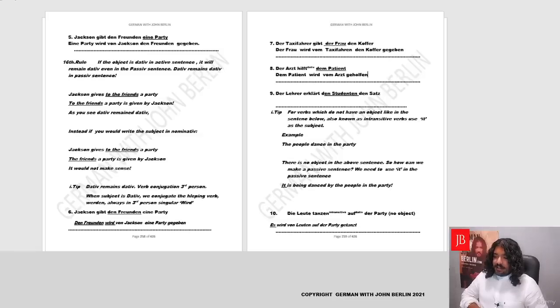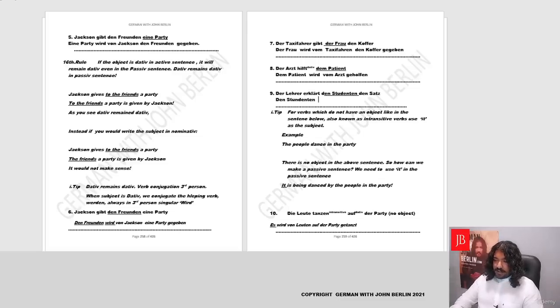Okay. Der Lehrer erklärt den Studenten den Satz. The teacher explains to the students the sentence. So the underlying word is den Studenten. The rule is dative remains dative. We'll let it remain to the students. We will not write die Studenten. That will be wrong because it would be like saying students are being explained the sentence. Rather, it should be to the students an explanation is being given about the sentence. So it should be to the students in German. So we'll keep it like den Studenten.